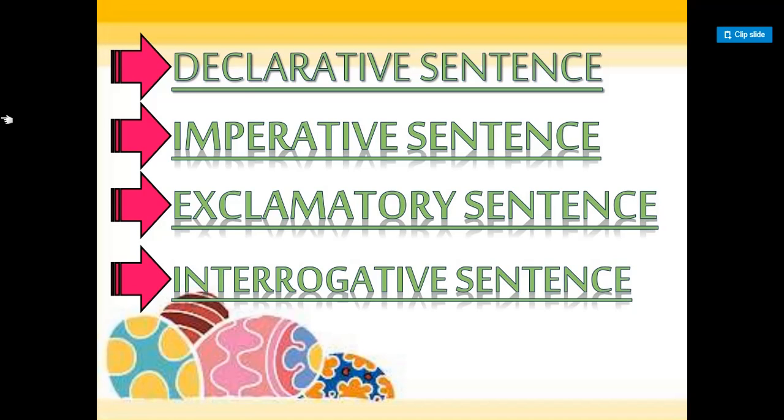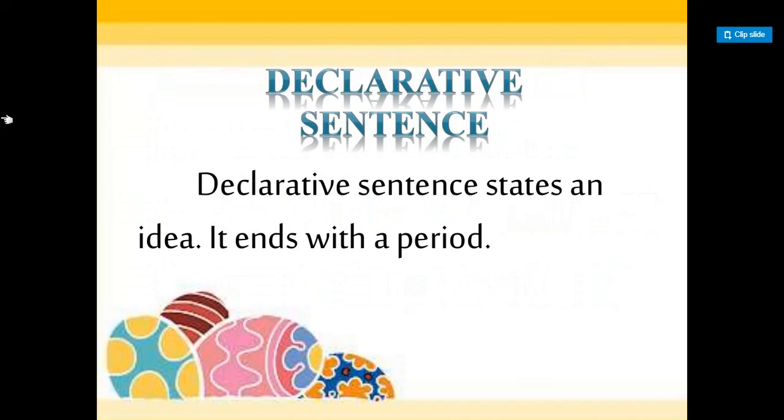Let us first discuss declarative sentence. So, declarative sentence states an idea. Usually, declarative sentence ends with a period. In Tagalog, it is called pasalaysay. Kasi parang nagkikwento ka lang. You are just stating an idea.